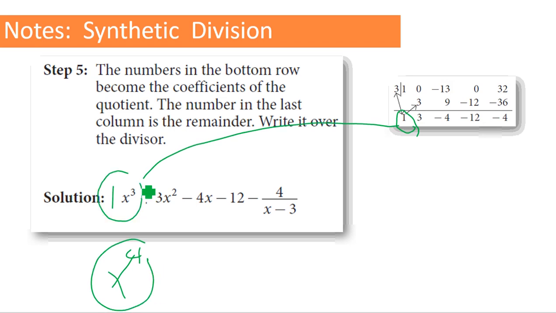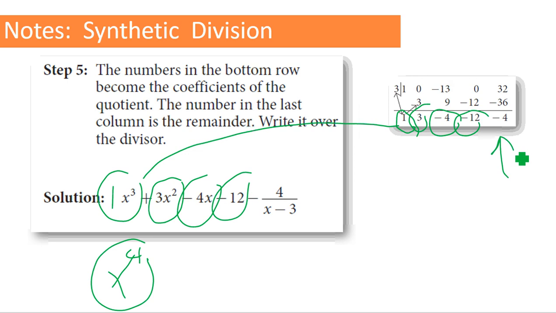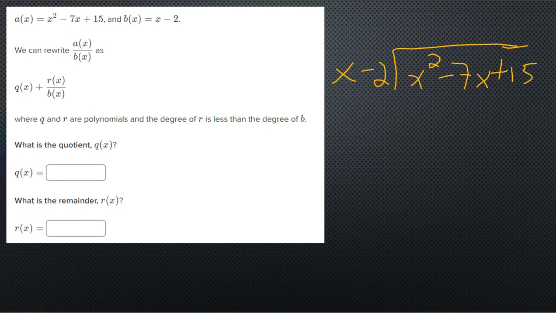So we have x cubed there. And then this number, the 3, is going to drop it to x squared. And this negative 4 belongs with the x, and that's why we need those placeholders. And then the negative 12 is a constant term, and then the last number is your remainder. I'll show another example at the end of this video where I do long division and synthetic division.